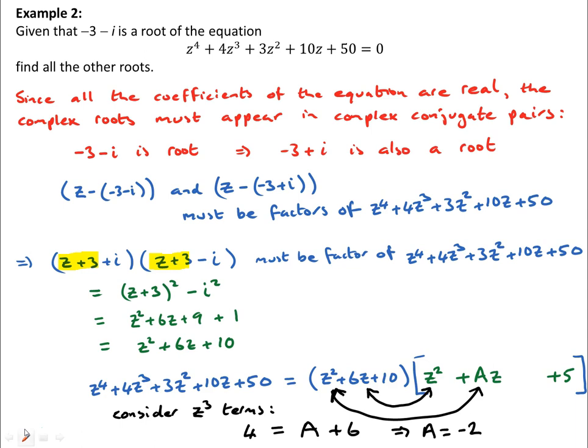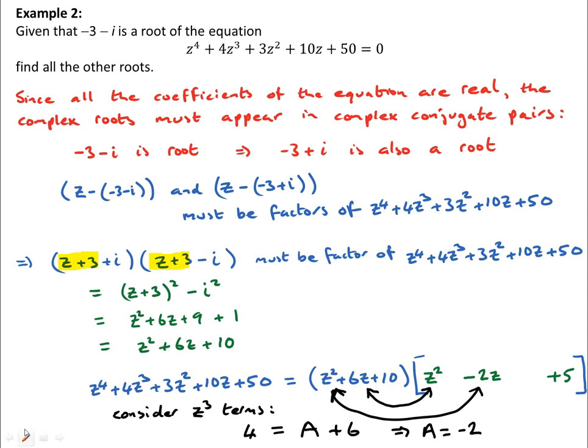Now at this stage it is well worth stopping and checking that that works for the other terms. We know it works for the z to the 4 term, and we know it works for the 4z cubed term. If we look at the z squared term, when we multiply out, we're going to have z squared times 5 gives me 5z squared. 6z times minus 2z gives me minus 12z squared. And then 10 times z squared gives me 10z squared. So altogether I've got 5z squared, take away 12z squared, plus 10z squared. And that, at the end of the day, gives me 3z squared.